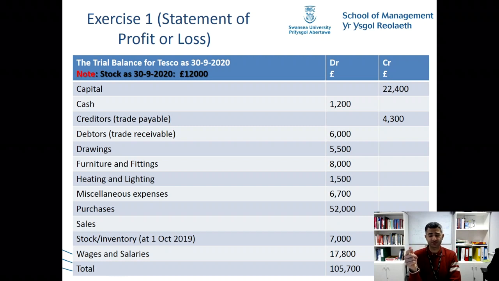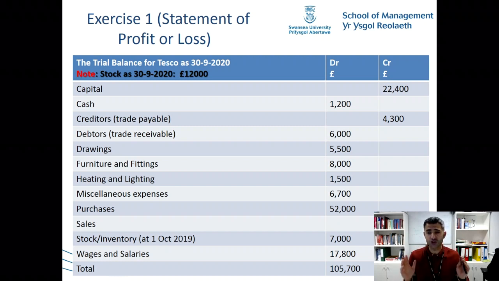Wages, salaries, again, expense, isn't it? Expense, and we are using it in the statement of profit or loss. If you look at the last one, the closing stock, which is £12,000, this is the only item we are using in both statements, in the statement of profit or loss and also in the statement of financial position. First of all, we use it when we calculate cost of sales, and second, when we prepare a statement of financial position. In the next example, we are using it because it's part of current assets.